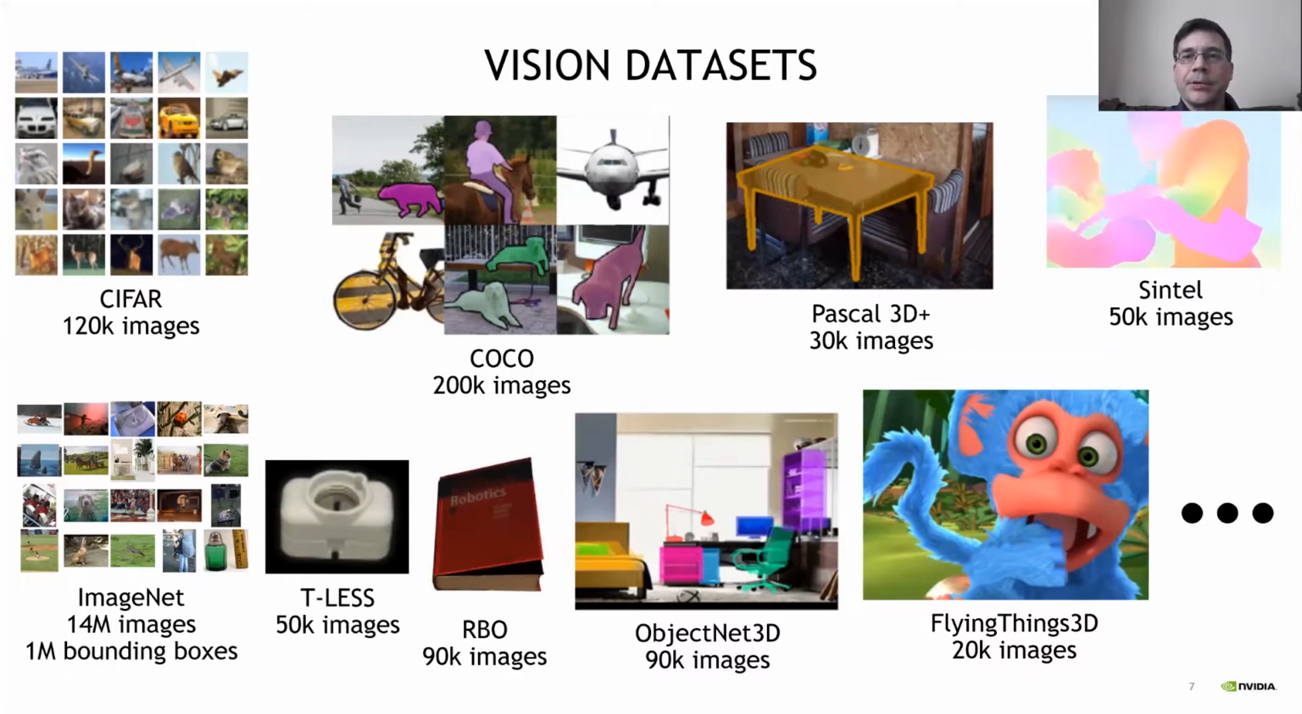So for example, in optical flow, networks are generally trained exclusively on synthetic data because it's too time consuming, too difficult, impossible to label real world images with the ground truth optical flow. And so you have these things like Flying Things 3D and Sintel and so forth.